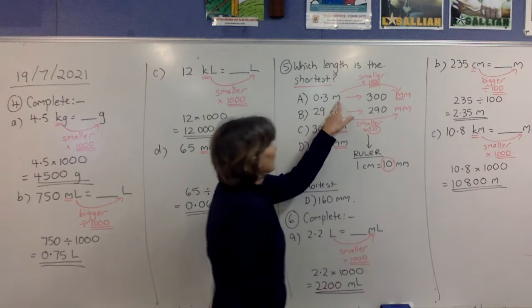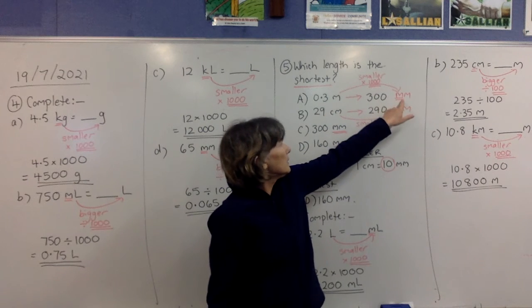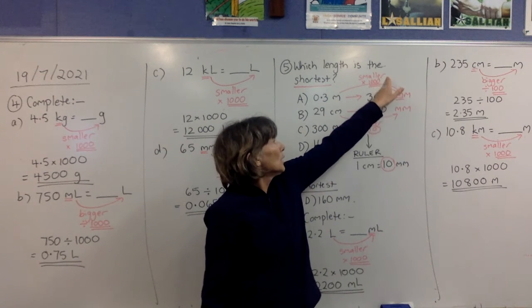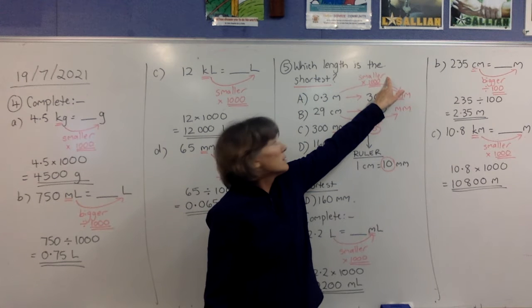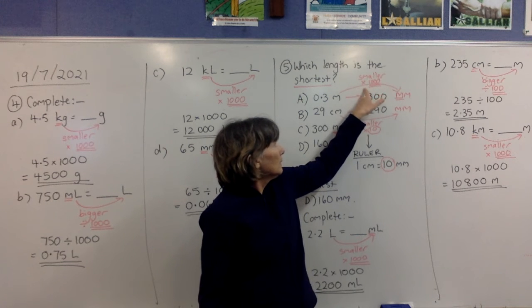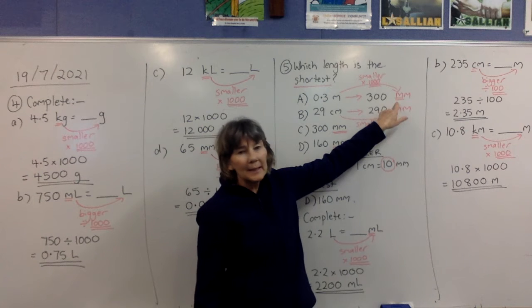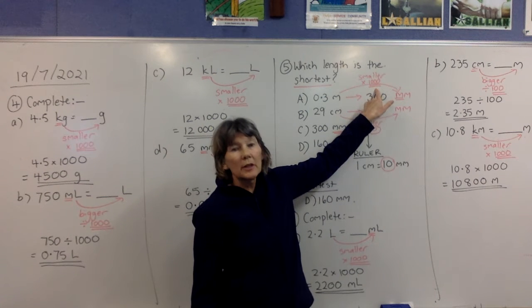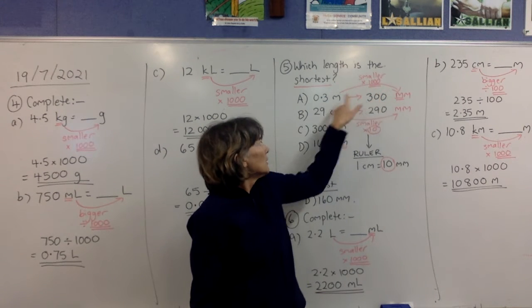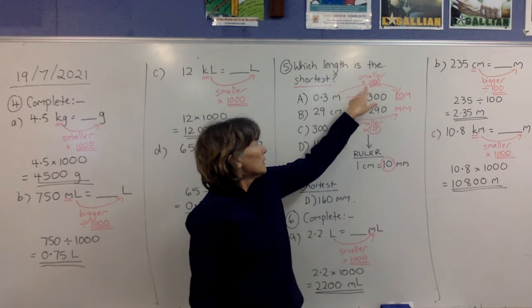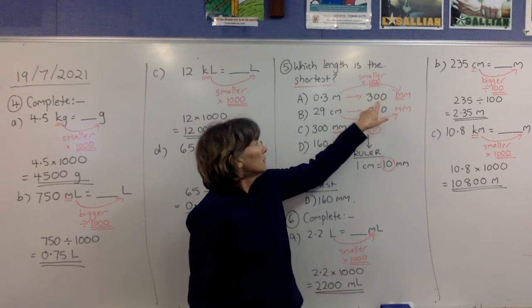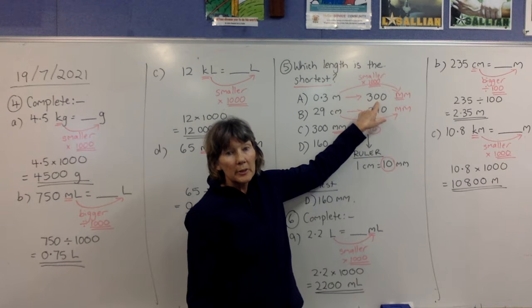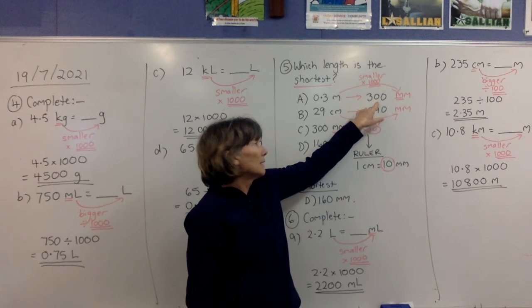All right, so let's go. We're going from metres to millimetres. Millimetres are smaller than metres. So we're going to multiply by, your prefix is milli. That tells you 1,000, so you're going to times by 1,000. So if you do 0.3 times 1,000 on your calculator, you'll get 300. So it's 300 millimetres for A.